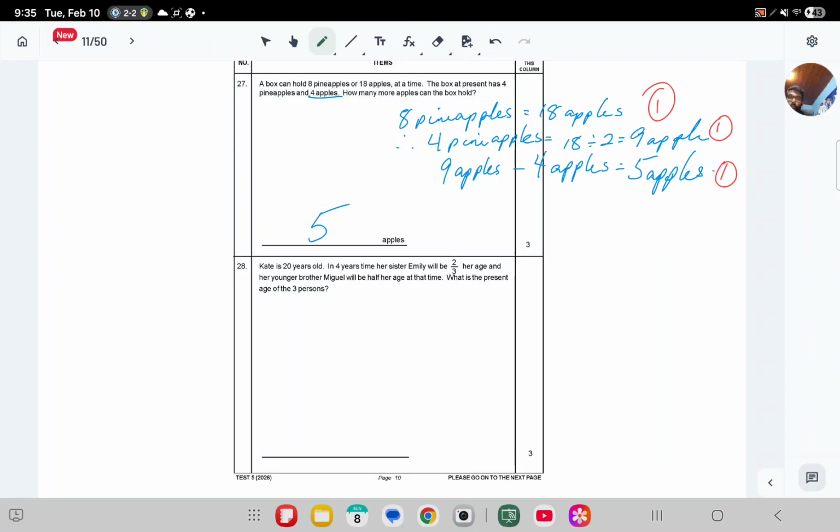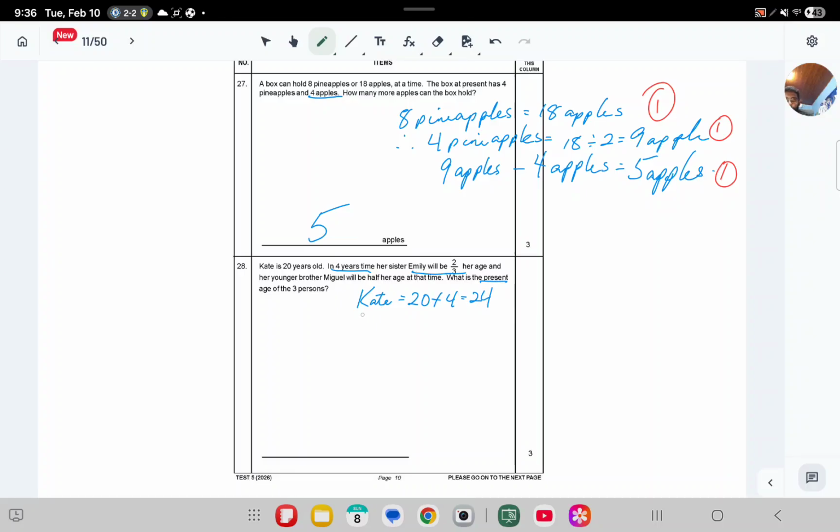Kate is 20 years old. In 4 years' time, her sister Emily will be 2/3 her age, and her younger brother Miguel will be half her age at that time. Alright. What is the present age of the three persons? So I want the present age and also give you in 4 years time. So first we need to find out Kate's age in 4 years time. Kate's age in 4 years time would be 20 plus 4, which would be 24 years.